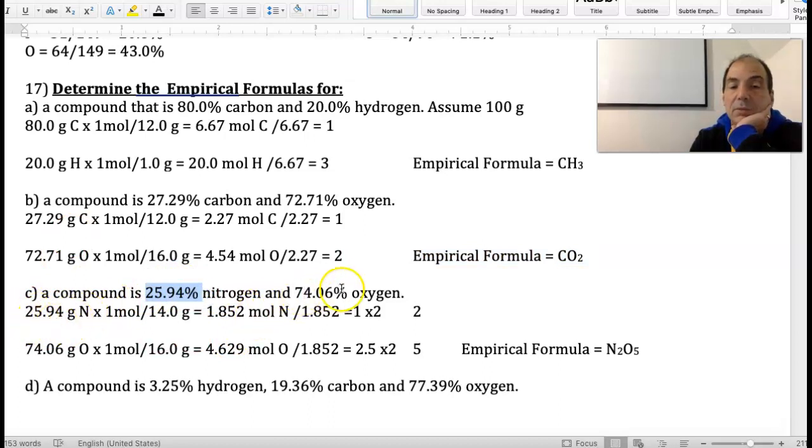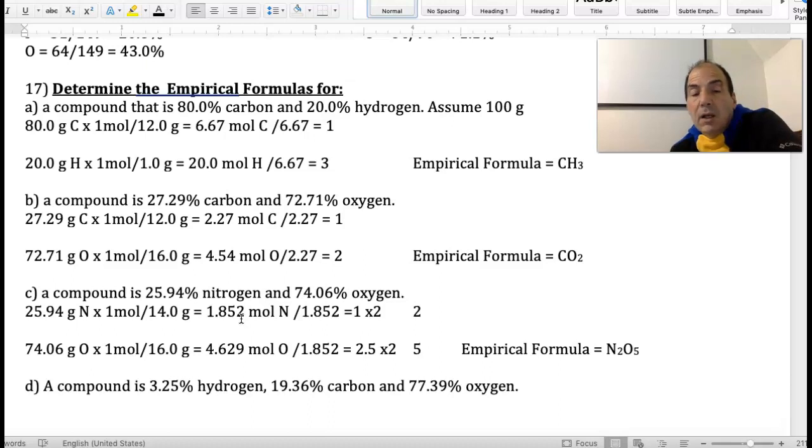I took the 74.06% of oxygen, made 8 grams, divided by the molar mass of nitrogen, divided by the molar mass of oxygen. I got 1.852. I kept an extra digit in there because I wanted to make that point, and I'm glad I did because I would have forgotten. You cannot have too many digits for this.